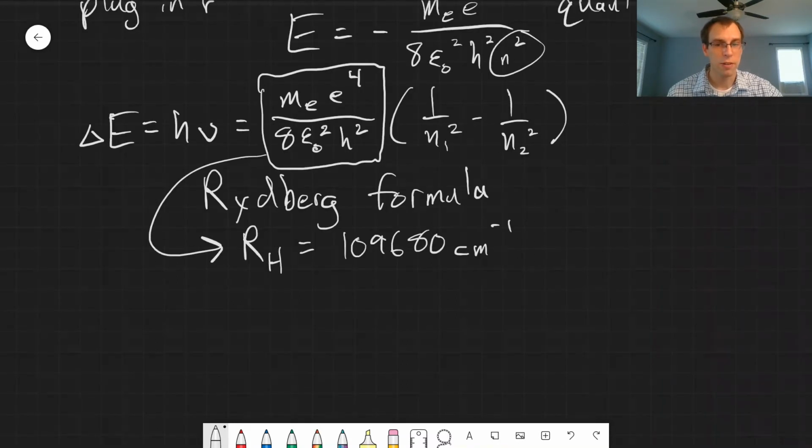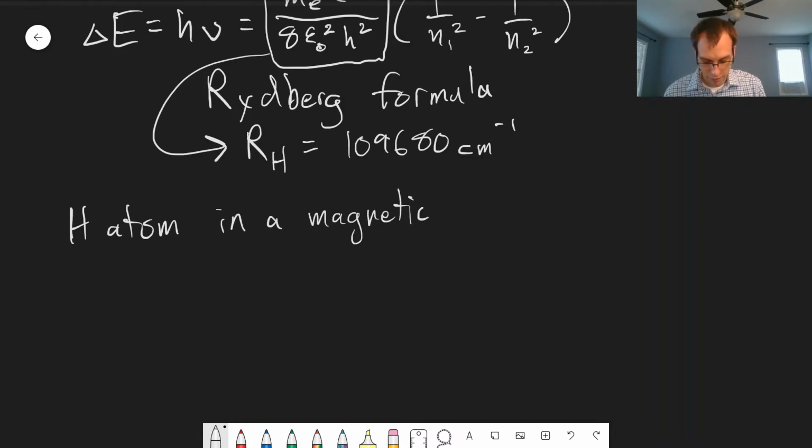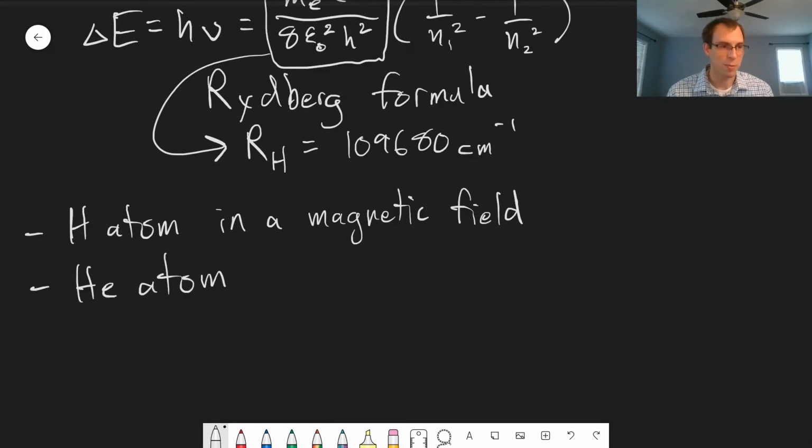There are things Bohr's model doesn't predict. So one of the things it doesn't predict is the hydrogen atom in a magnetic field. So if you have a hydrogen atom inside of a magnetic field, you get the lines split a little bit, and it shifts the spectrum. The other thing that the Bohr model fails completely at is the helium atom. So if we try and use the same model for a helium atom, it just doesn't work at all. And so the third thing about the Bohr model, so why it's wrong.